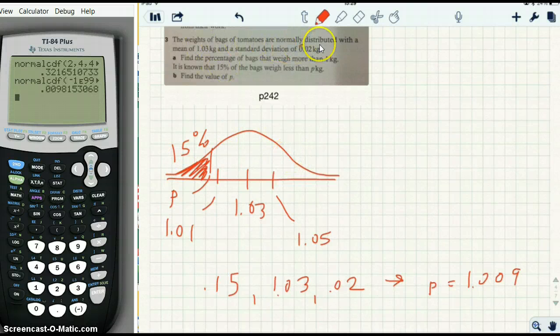The weight of bags of tomatoes are normally distributed with a mean of 1.03 and a standard deviation of 0.02. So I draw a little picture. 1.03 is in the middle, 0.02 to the left, 1.01, that's one standard deviation to the left. One standard deviation to the right is 1.05. Okay. Find the percentage of bags that weigh more than 1 kilogram.